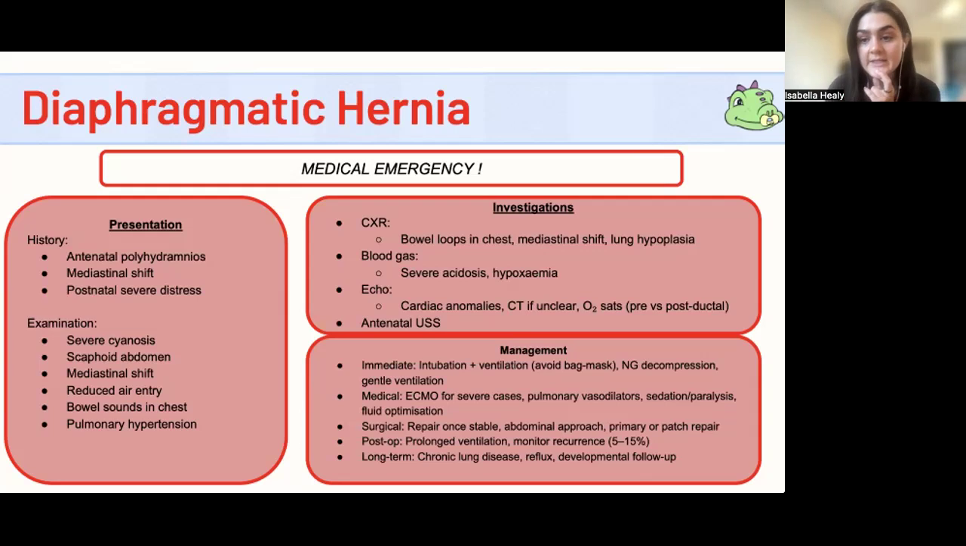Presentation can be quite dramatic. So severe cyanosis and respiratory distress can happen from the moment they're born. One of the key physical findings can be a scaphoid abdomen. It looks hollow and empty because the abdominal contents are in the chest. The heart sounds can be displaced to the opposite side due to the mediastinal shift. Reduced air entry can be heard on the affected side, and you may actually hear bowel sounds in the chest.